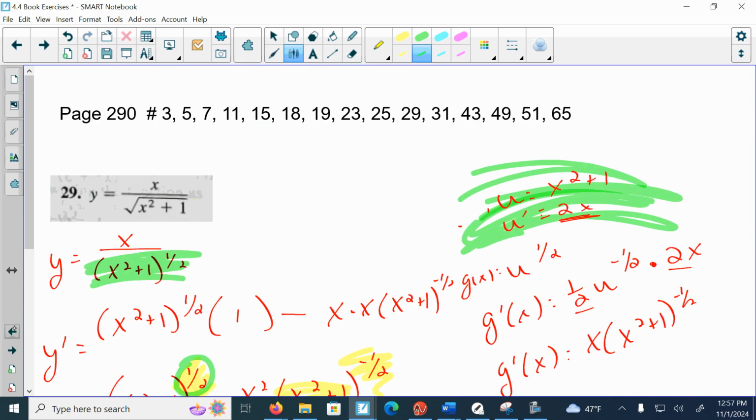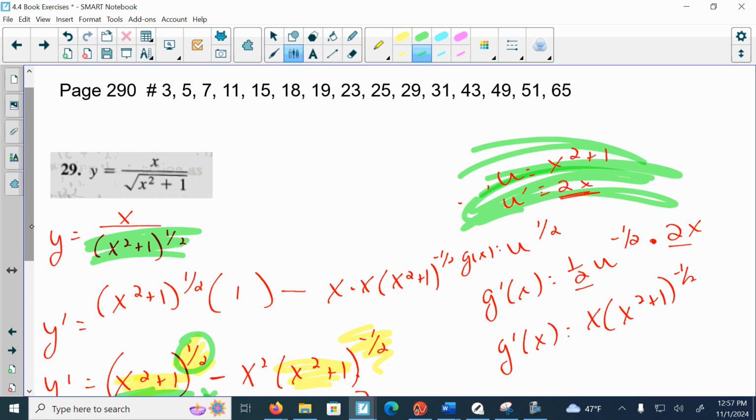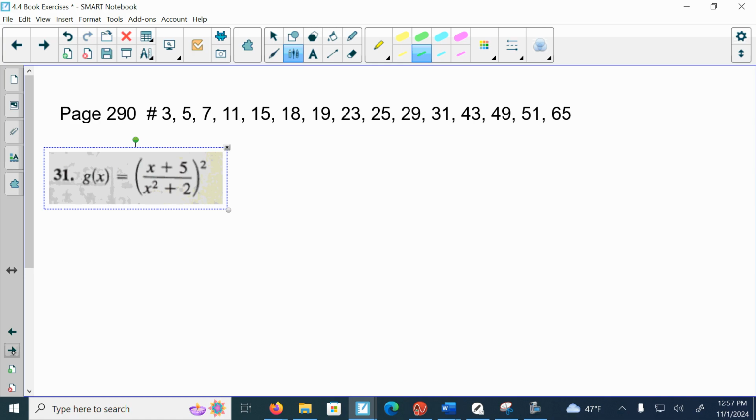Again, this one, I did the product rule, and then I had to do the chain rule within the product rule, but I was only doing the chain rule for that denominator. This is another example where I have to do the product rule and the chain rule, but the squared is the outermost function, so I'm going to use a chain rule for the entire thing. So when I go to do this, I'm going to say my u is that fraction, which is x plus 5 over x squared plus 2. That's my u. To take my derivative of this, I have to do the quotient rule.